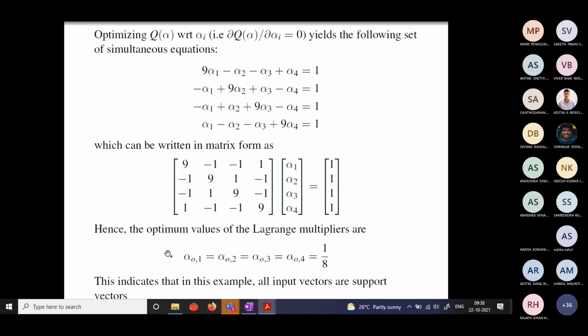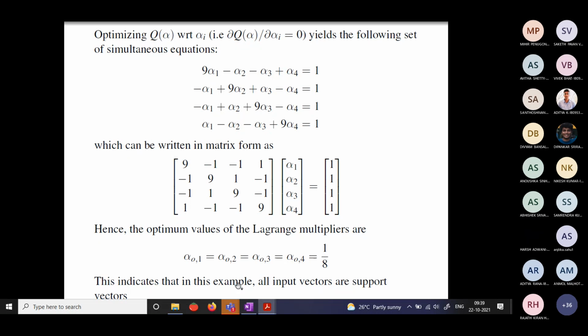And when you see here, you find that the optimal values of alpha 1, 2, 3, 4 all come out to be 1 by 8. So remember that if alpha comes out to be 0 for any particular component, it means that particular data point is not a support vector. Now, if the alpha value for a data point is non-zero, it means those data points are support vectors.